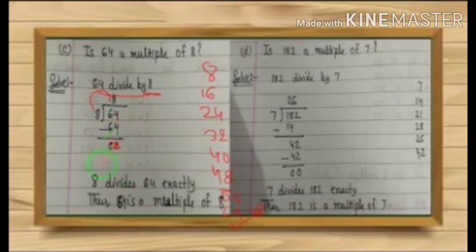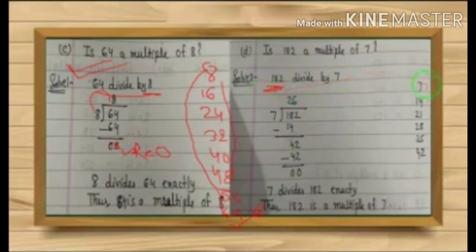So here 64 is exactly divisible by 8. 8 eights are 64. 64 minus 64 we get remainder 0. So here 64 is there in the table of 8. Now it is a smaller number, so we can check, but for a greater number we cannot check. So which method can we follow? This division method, to check whether the given number is a multiple or not. So here we get remainder 0. So 8 divides 64 exactly. Thus 64 is a multiple of 8.